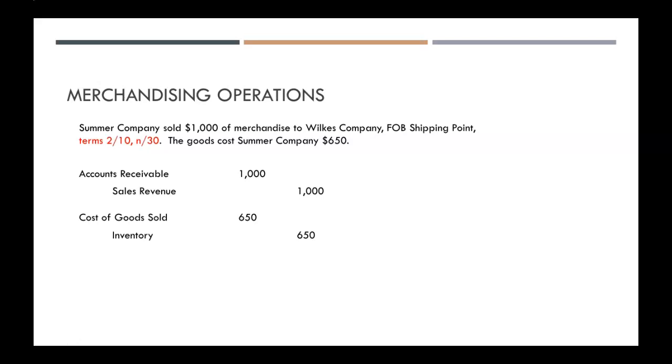Now, when this discount is recorded in a journal entry, if we were Summer Company, we would record that 2% discount under the account sales discount. If we were Wilkes Company, if we were the buyer, we would record that 2% discount under inventory.